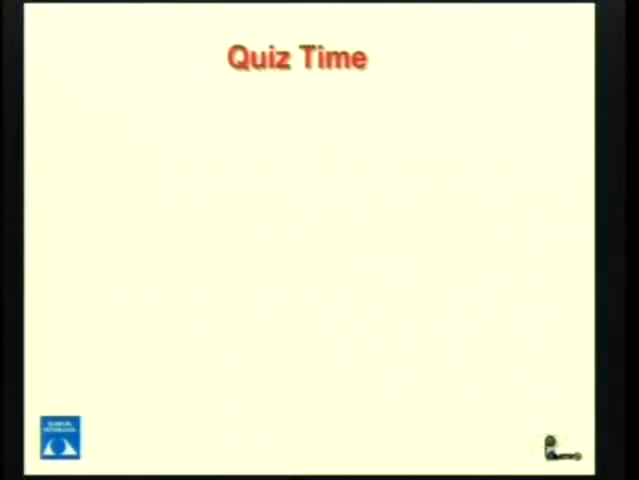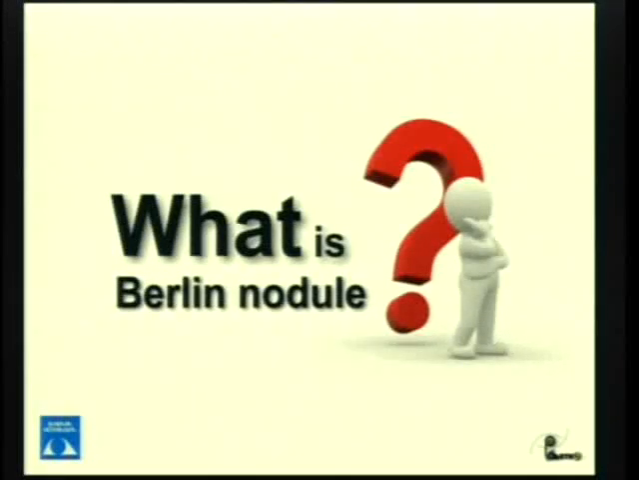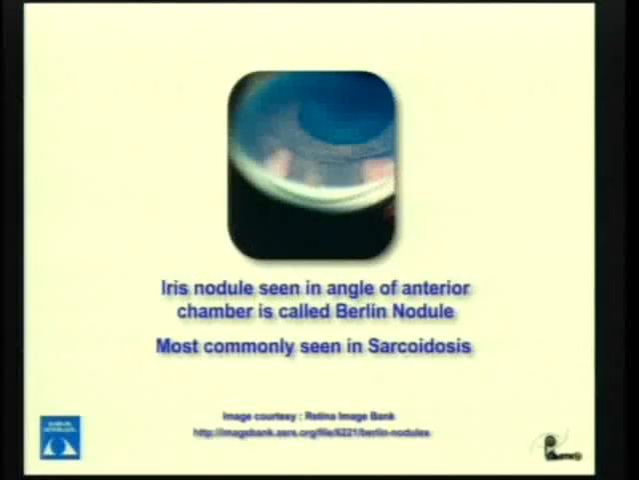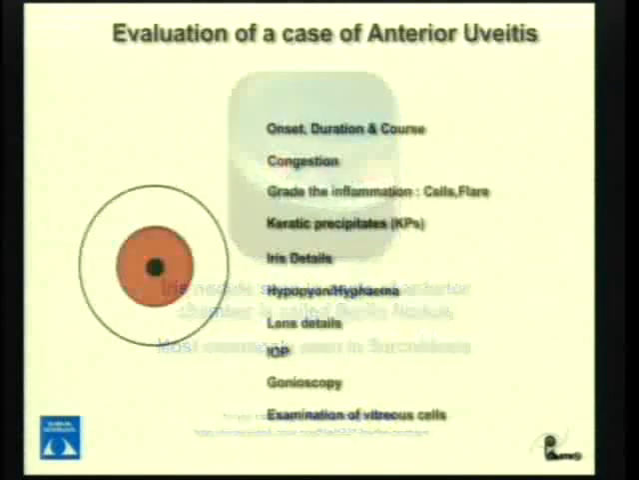Now my next question, what is Berlin nodule? Yes? Berlin nodules are the iris nodules seen in the anterior chamber, which can be found with the help of gonioscopy. These are most commonly seen in sarcoidosis.